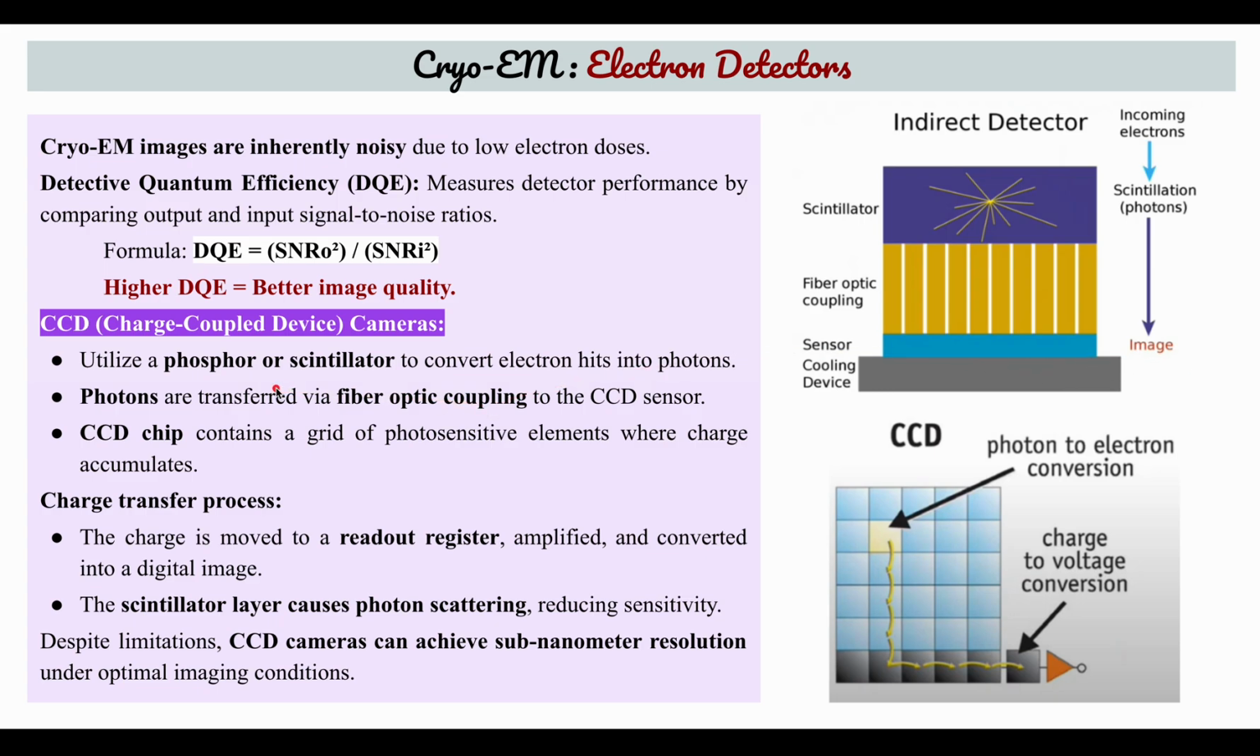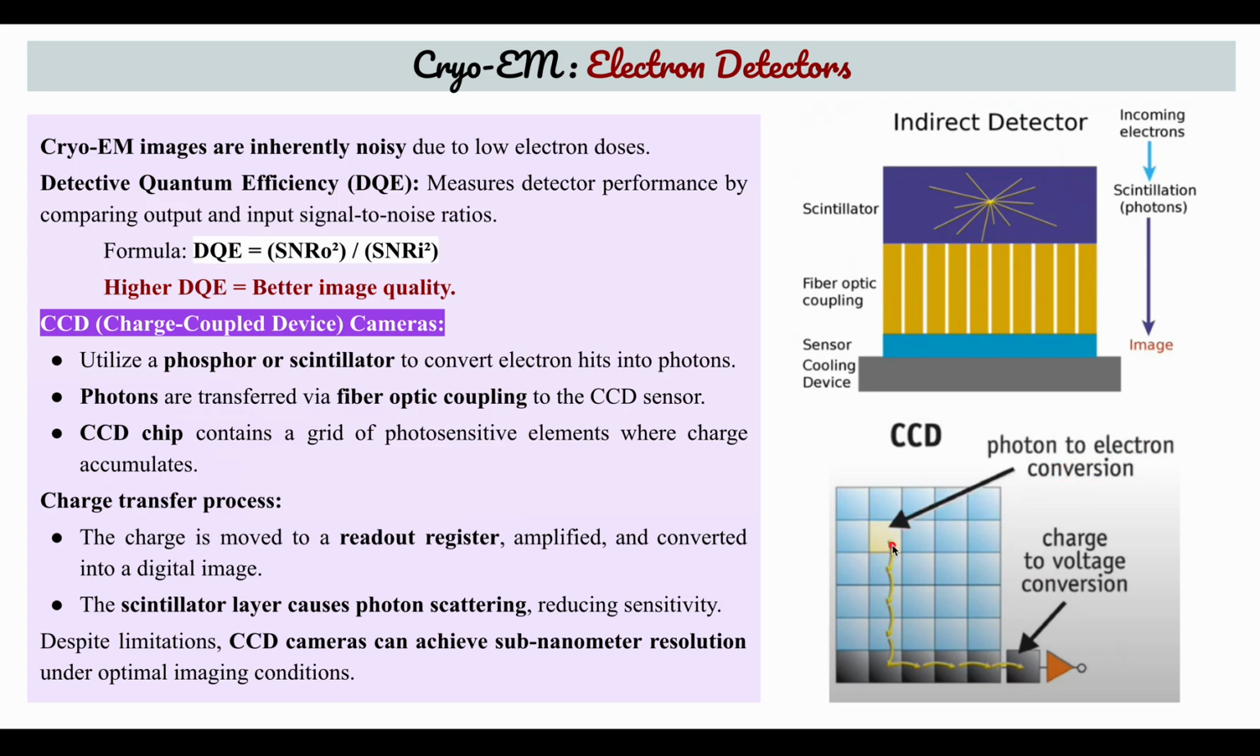So let's see what happens. The phosphor scintillator will convert the electrons into photons. Photons are transferred by the fiber optic coupling to the CCD sensor. So this one is the sensor, the CCD chip. It contains a grid of photosensitive elements, where the charge accumulates. So in this case, photon to electron conversion will happen.